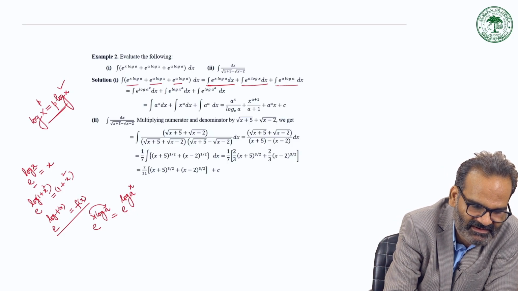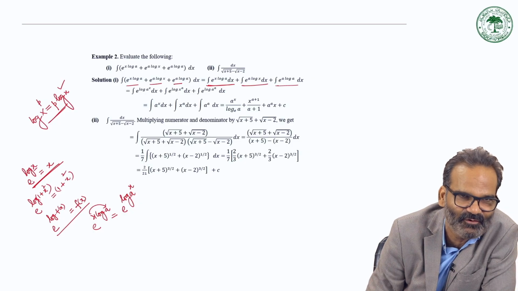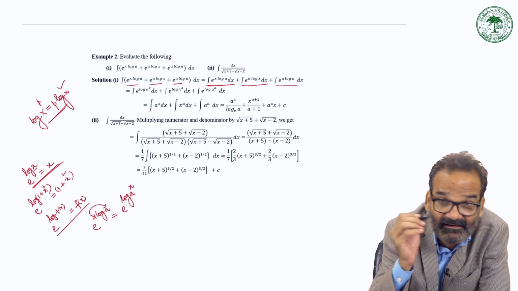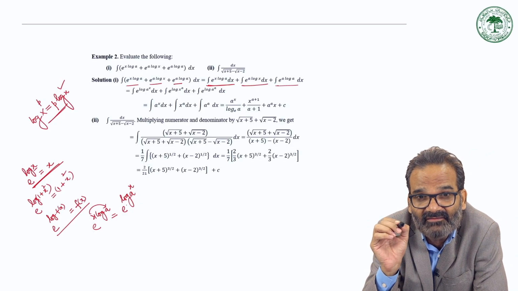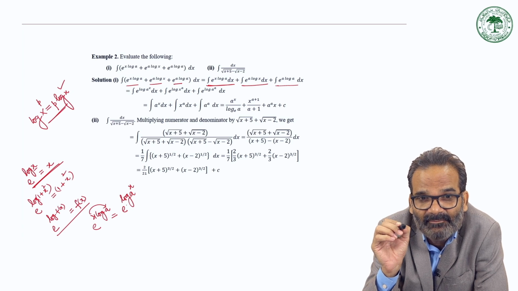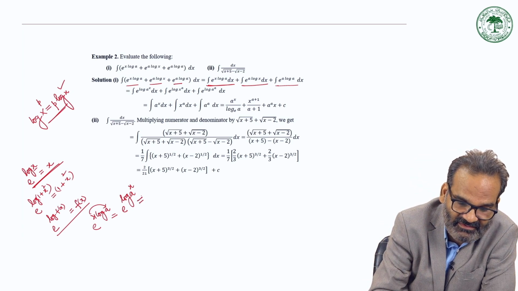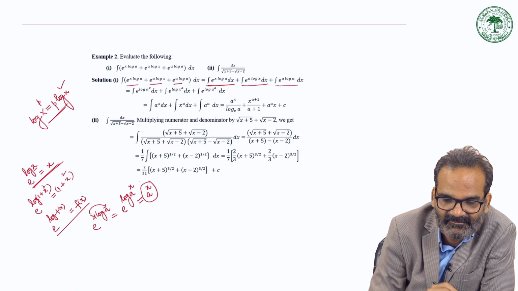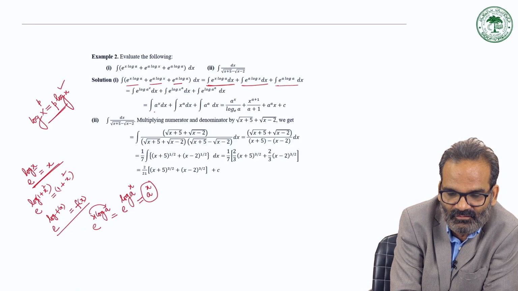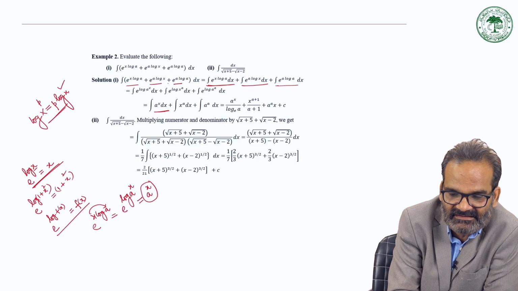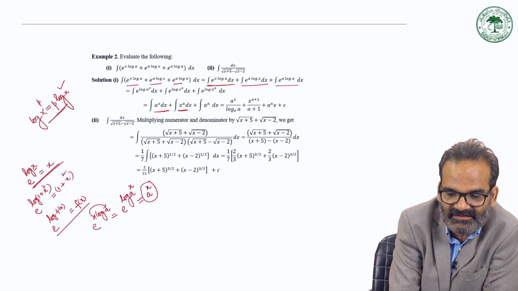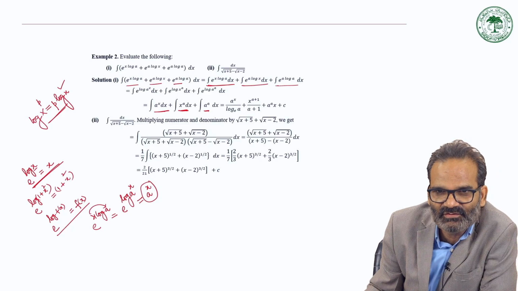Now use the property that e raised to the power log x is equal to x. Here, in place of log x, we have a raised to the power x, so its value will be a raised to the power x. This comes out to be a raised to the power x. The second term will come out to be x raised to the power a, and the third will come out to be a raised to the power a.